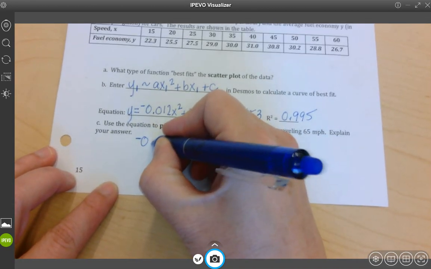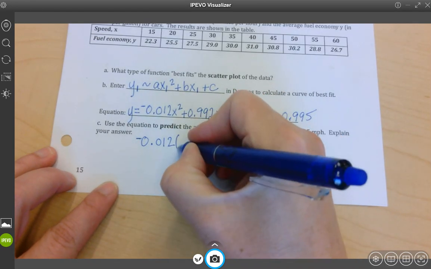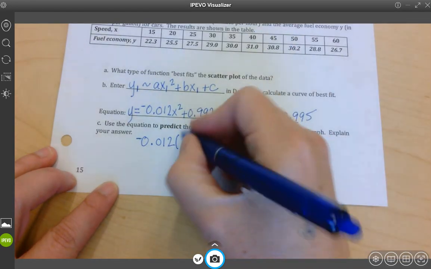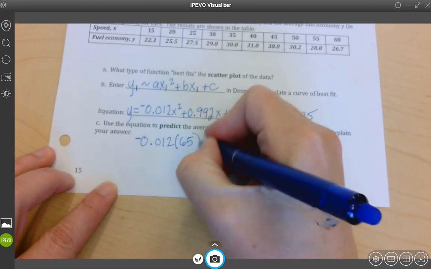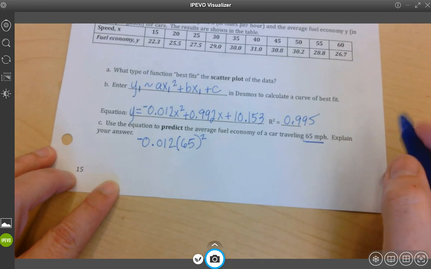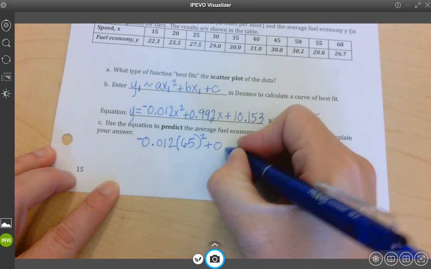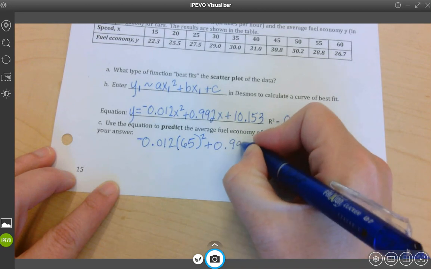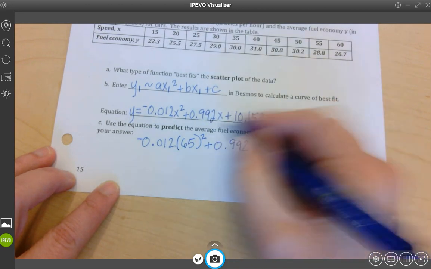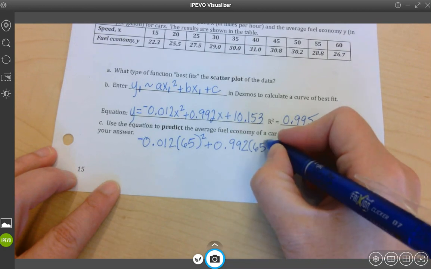Just start with a negative 0.012 and then parentheses 65 squared. Right here, isn't the question. And then plus. So the equation is useful in all kinds of situations, and then we're asked to use it to find out the fuel economy if you're going 65 miles per hour.